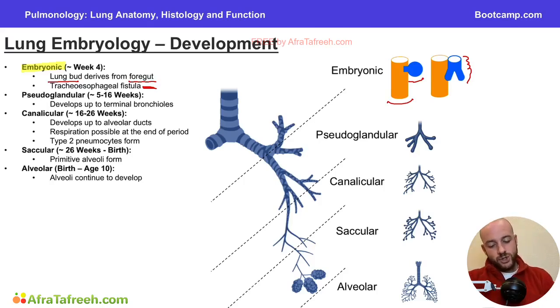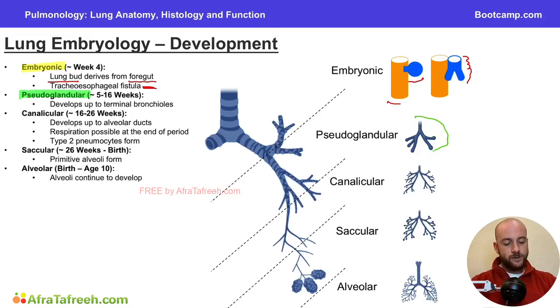Next, we have the pseudoglandular phase, and that happens from about week 5 to week 16. And it's called pseudoglandular because at this point, the lungs actually kind of resemble a gland. You have the opening at the top and the glandular structures underneath. And at this stage, we get the development up to the terminal bronchioles.